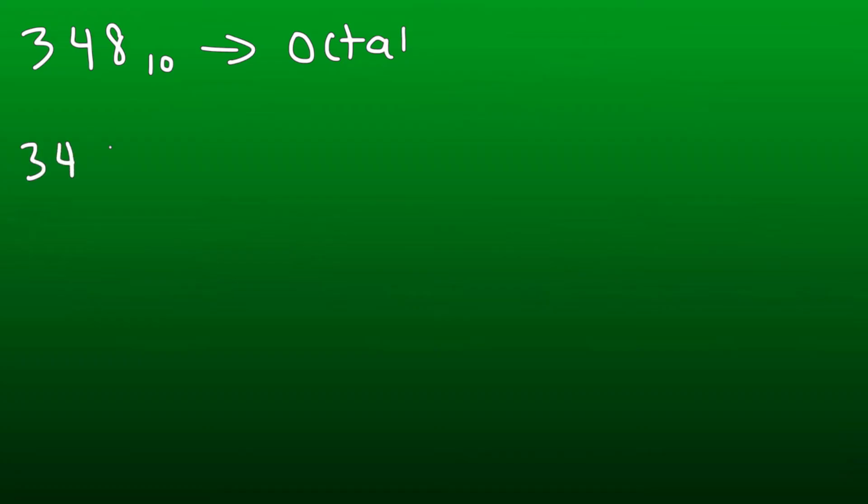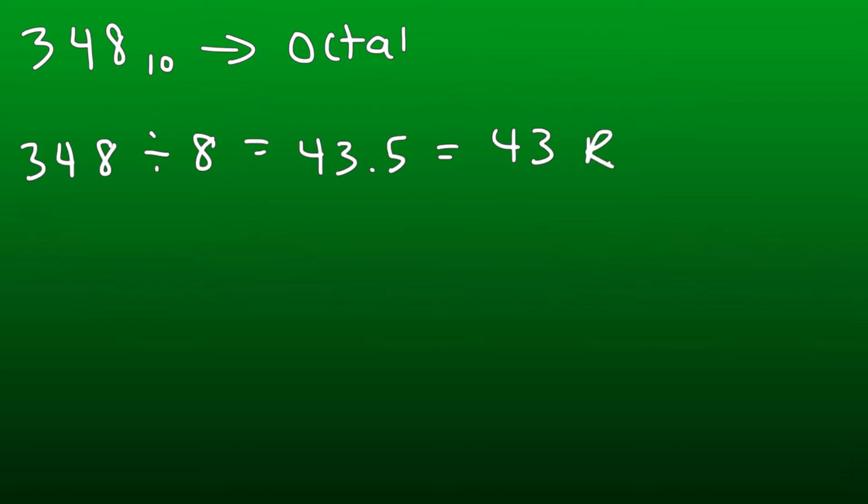So 348 divided by 8 is 43.5. So this is 43 remainder. Now to find the remainder, multiply 8 by 0.5. So 8 times 0.5 is 4. So it's 43 remainder 4.